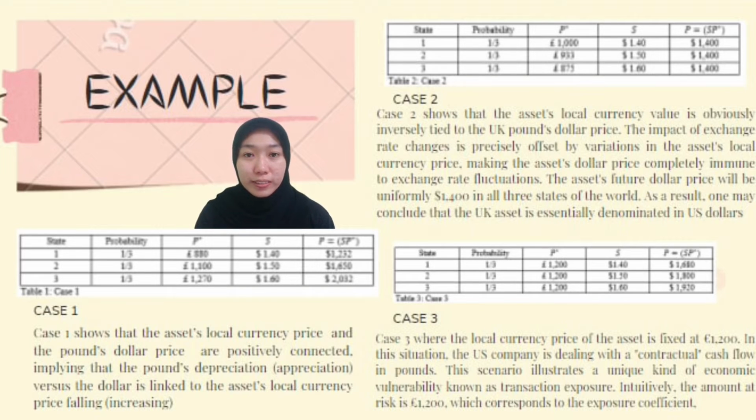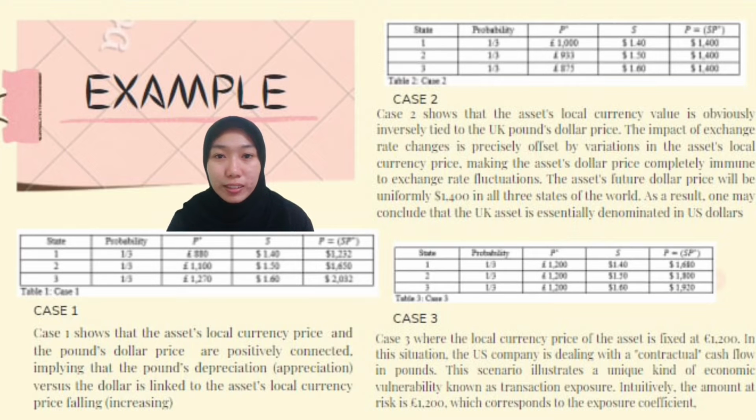Using a numerical example, we demonstrate how to use the exposure measurement approach. Suppose that the US has an asset in the United Kingdom, UK, whose local currency price is random. For simplicity, assume that there are 3 possible states of the world, with each state equally likely to occur. The future local currency prices of this UK asset as well as the future exchange rate will be determined depending on the realized state of the world.